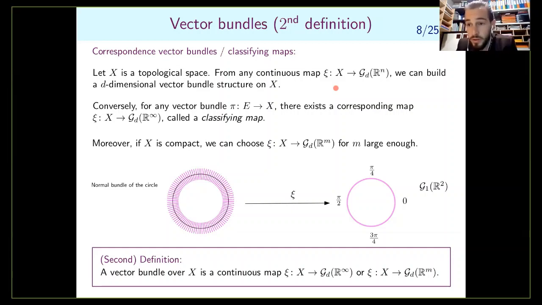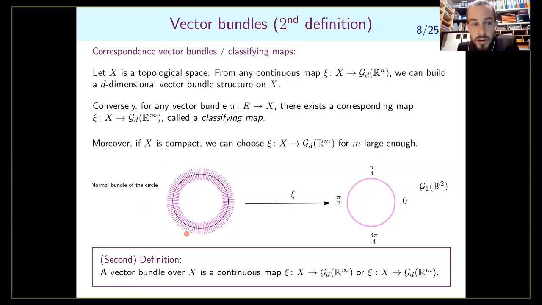And this works conversely. If you have a vector bundle over X, you can find such a map, Xi, that goes from X to the Grassmannian, that will give you your vector bundle by pulling back. And this map is called a classifying map. What is nice is that in practice, we can choose a classifying map that goes into G_D of R^m for m large enough. We do not have to consider the infinite Grassmannian, but simply the finite Grassmannian.